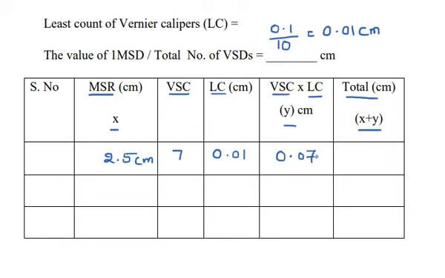0.07 centimeters. Now, 2.5 centimeters is the main scale reading, our X value. Vernier scale coincidence into least count is the Y value, which is 0.07 centimeters. Adding these two, we will get the total reading as 2.57 centimeters.